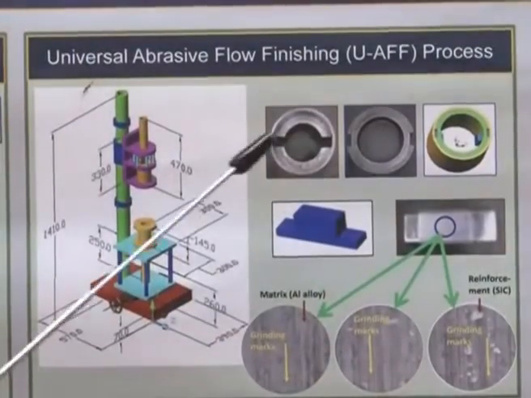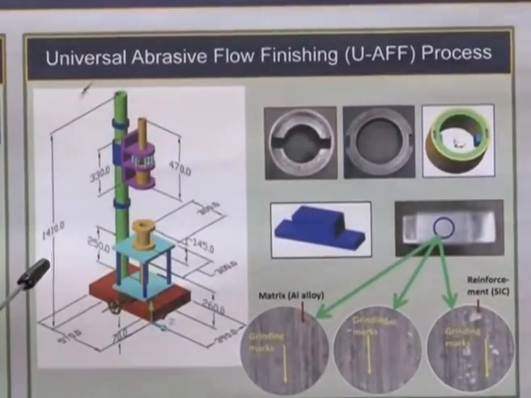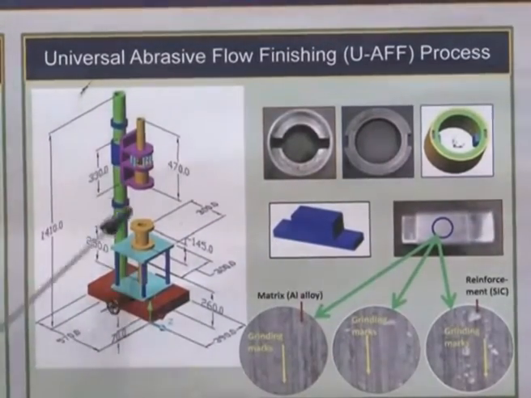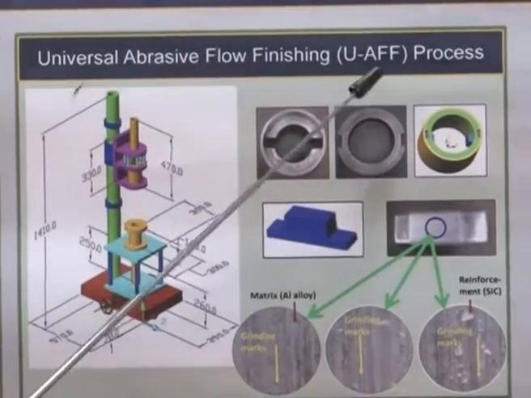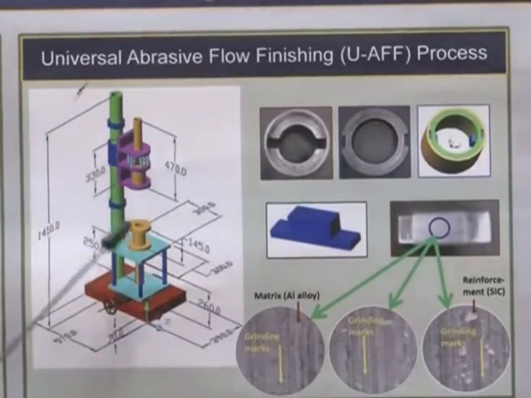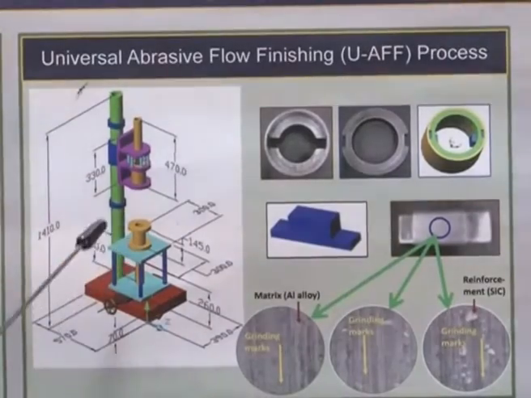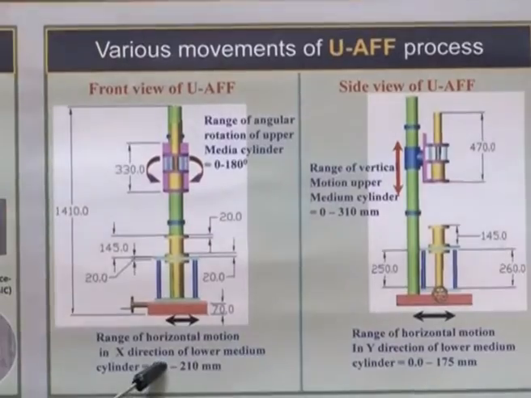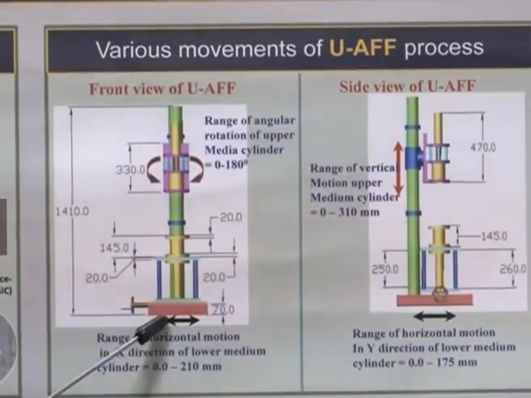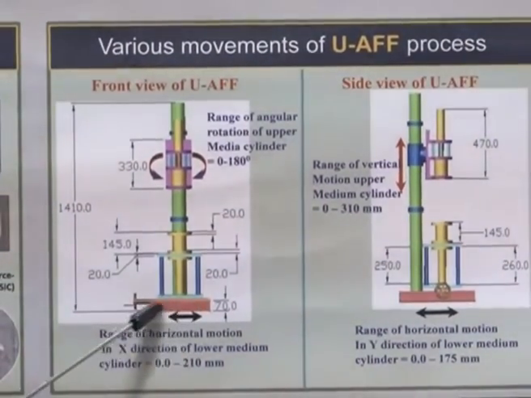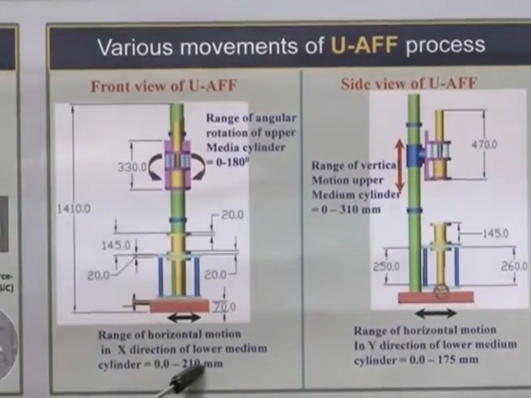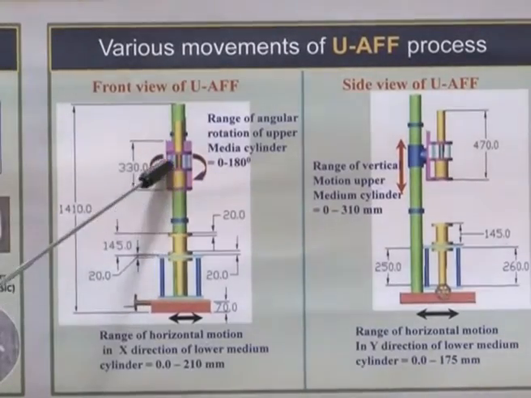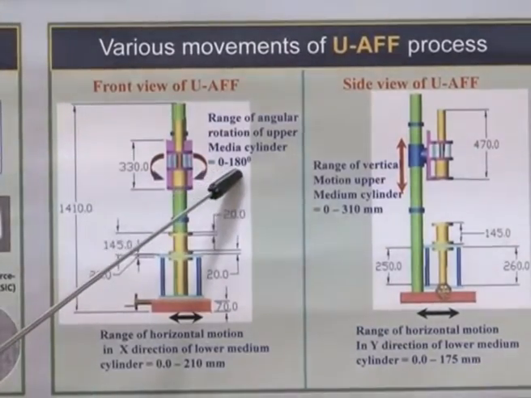The machine which you saw is an advanced version of the abrasive flow finishing process. The schematic three-dimensional view of that machine is this one, and it is called the universal abrasive flow finishing process. It has various motions in the X, Y and Z directions. It has an X direction from 0 to 210 mm. You can move the bottom hydraulic cylinder in the X axis up to 210 millimeters, and you have a rotational motion of the top hydraulic and medium cylinder, about 0 to 180 degrees.